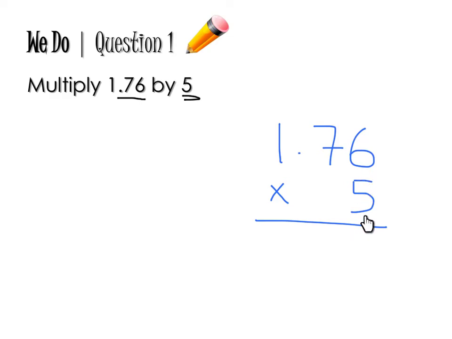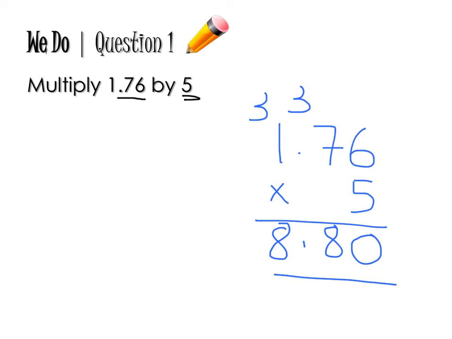6 times 5, that will give me 30. 7 times 5 is 35. 35 plus 3 is 38. So 38. Decimal point in a straight line. Okay. 5 times 1 is 5. 5 plus 3 is 8. And so my final answer is 8.8. Okay, so multiplying this, I will get 8.8.